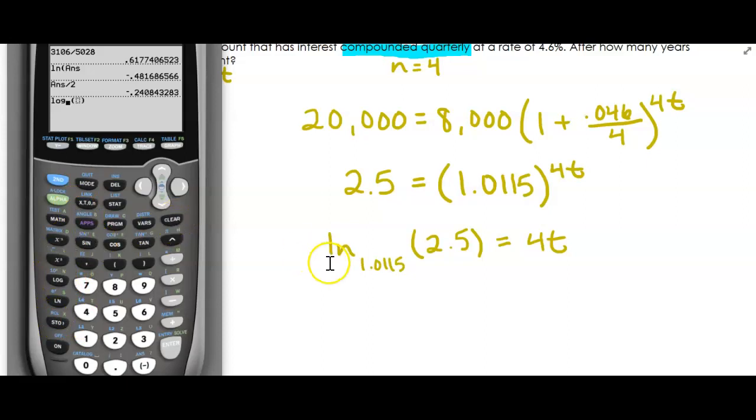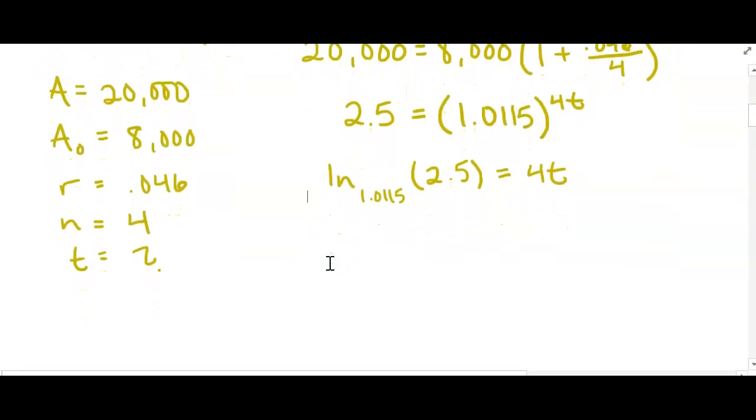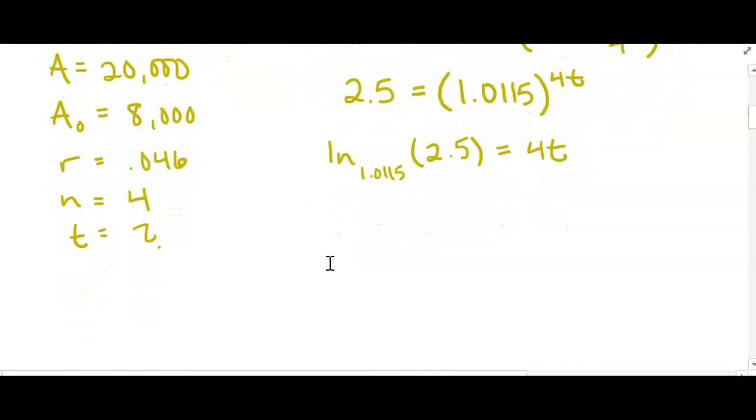And so let's talk about that right now. We are going to use what is called the change of base formula because we need to change our base back to something that in this case is e. And all we need to do is turn the log base 1.0115 of 2.5 into the natural log of my argument divided by the natural log of my base.